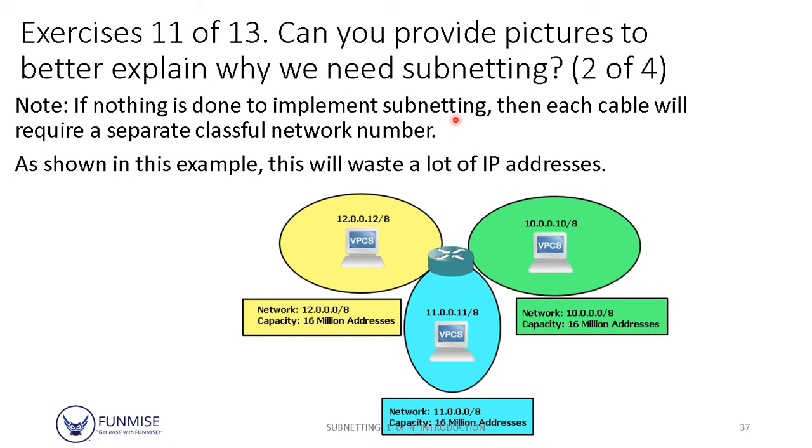Now, if nothing is done, then each cable will require a separate classful network number. And as you can see in this example, this will waste a lot of IP addresses because we're not actually subnetting anything. So are you wasting 16 million addresses? Because you're probably not going to have 16 million hosts connected over here. So you're wasting lots of addresses in this network design.